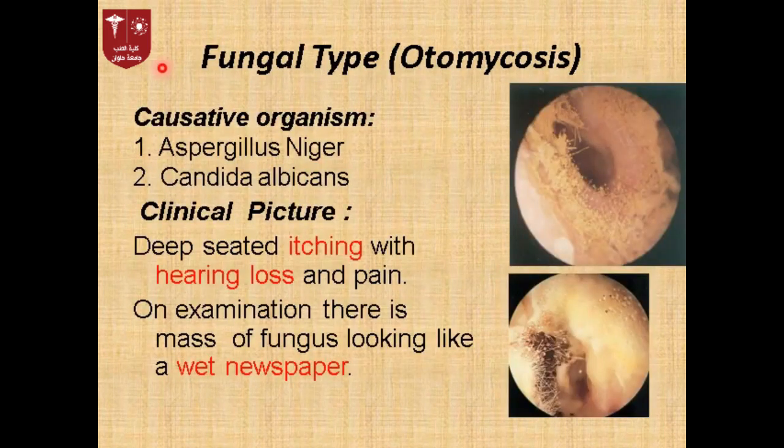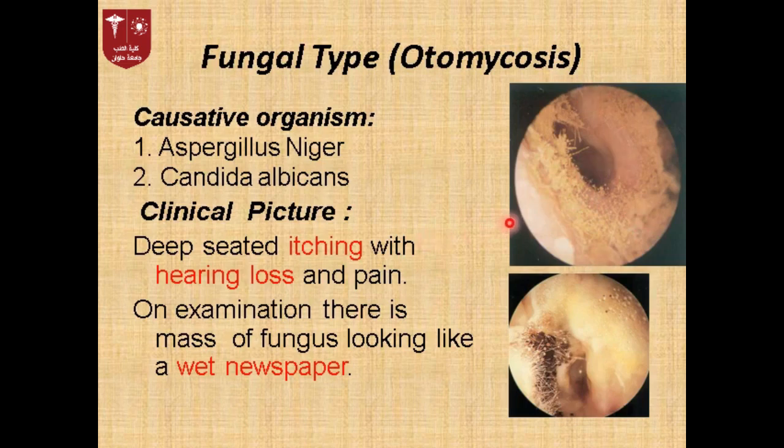Now, the first type of diffuse otitis externa, the fungal type, what's known as otomycosis. What is the causative organism? It's Aspergillus niger and Candida albicans. What is the clinical picture? First, the symptoms. The main symptom is severe itching in the external auditory canal, in addition to hearing loss and pain, especially if the fungal mass is occluding the external auditory canal.